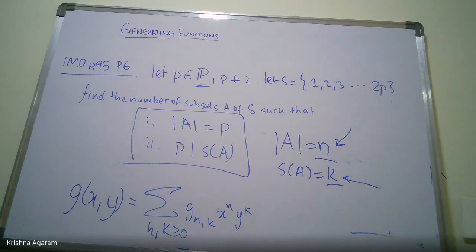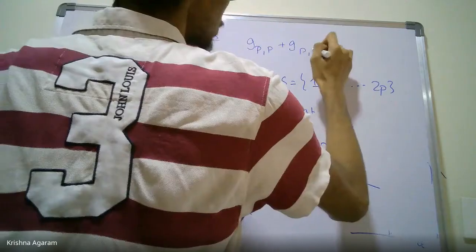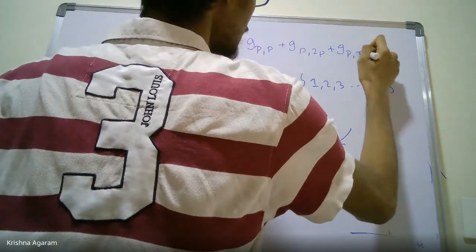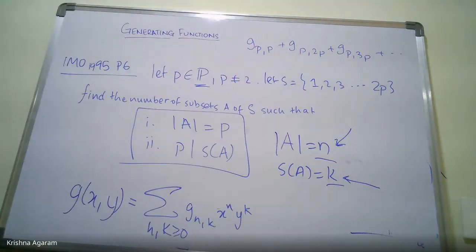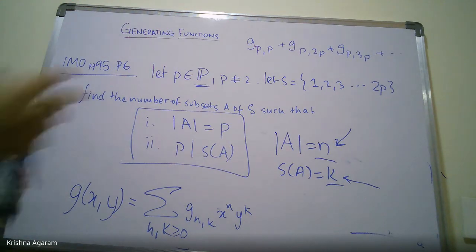So what we want is g p p plus g p 2p plus g p 3p and so on. That's the total number where it's divisible by that. Is that clear? So we want some particular set of coefficients of this. Now again, I can generally write this in terms of variables and then find this in another way.